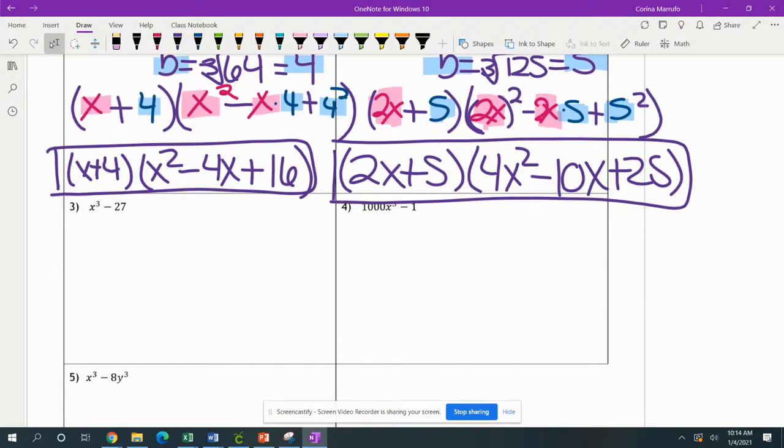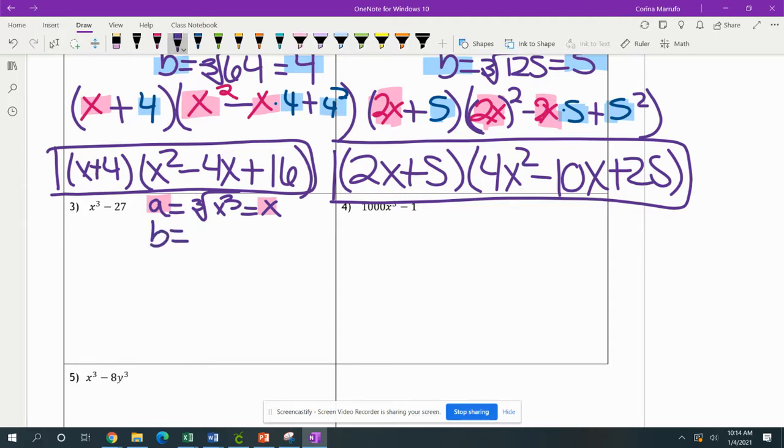Now we have a difference of cubes, so we're going to have to use the second formula. First, we still do the same thing. We need to find the cube root. To find a, we take the cube root of x to the third power, and that gives us x. That's going to be our a, and then we have b.